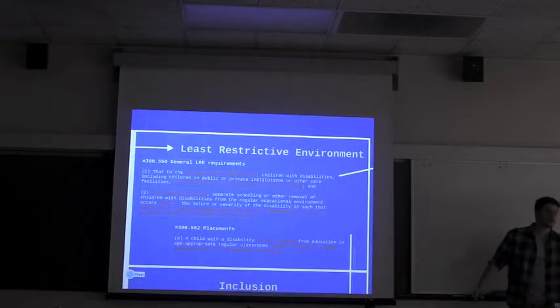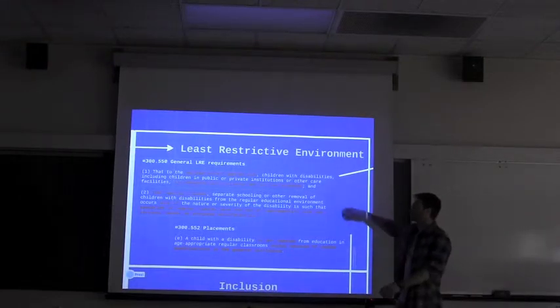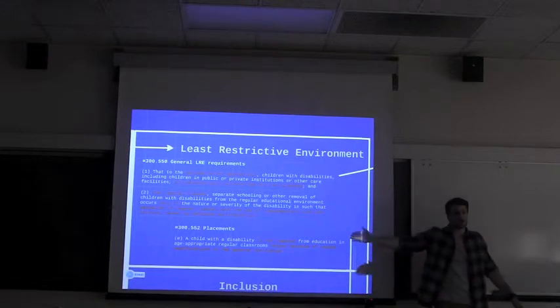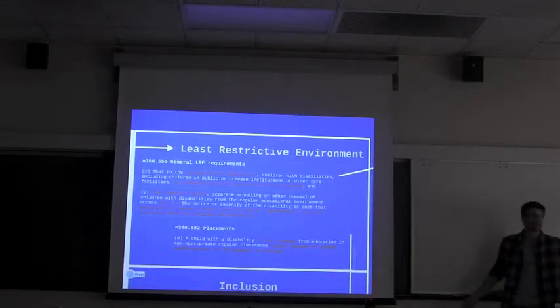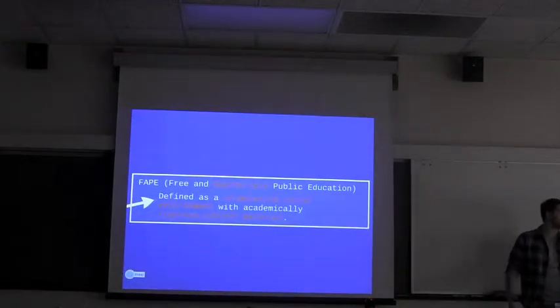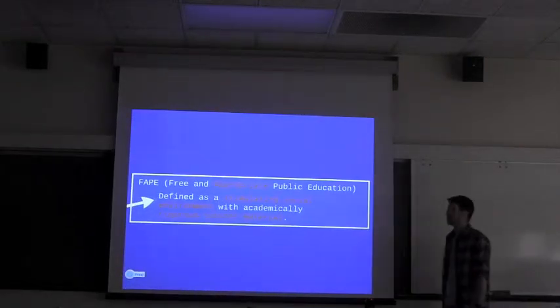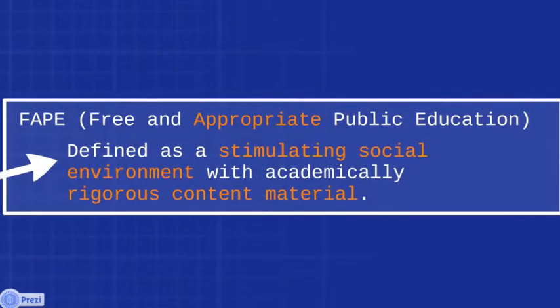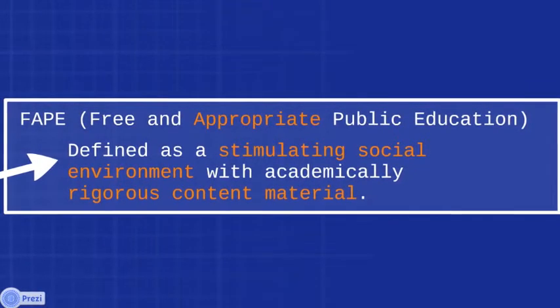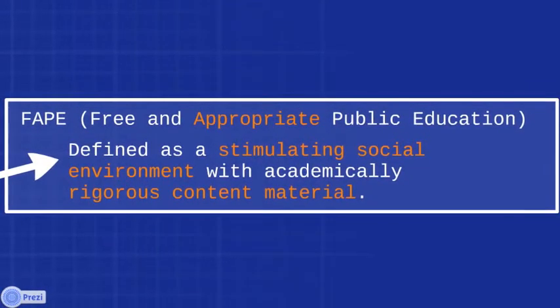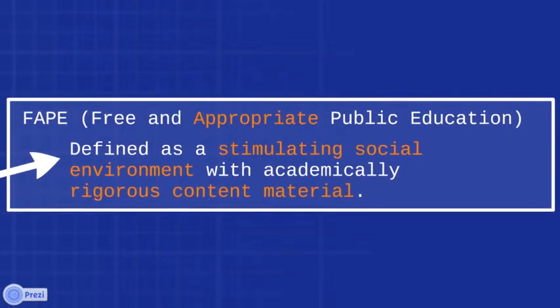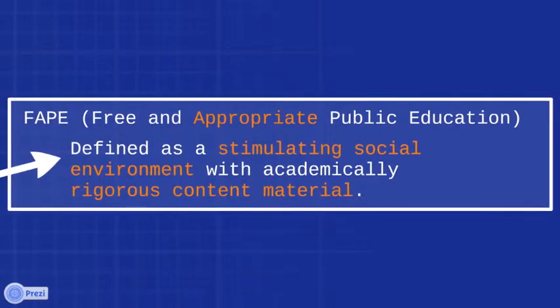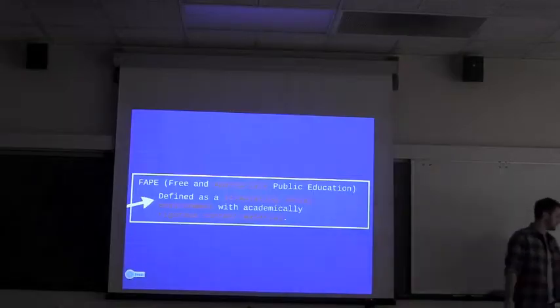So this idea, just bringing it back up to the top, to the maximum extent appropriate, the IDEA Law 2004 also talks about free and appropriate public education. Let's identify what appropriate means, break that down a little bit more. It's defined as a stimulating social environment with academically rigorous content material. So both stimulating the child socially and providing them with appropriate material to access and gain academics in.